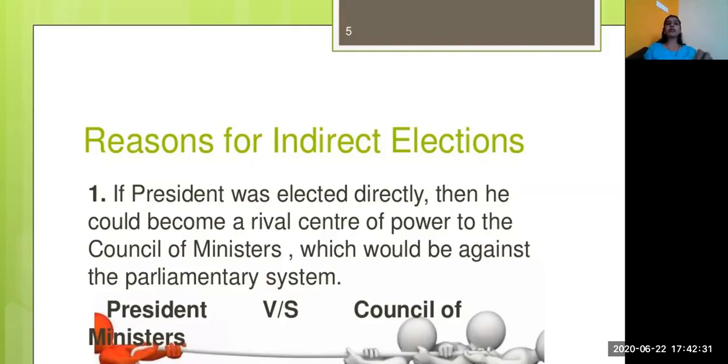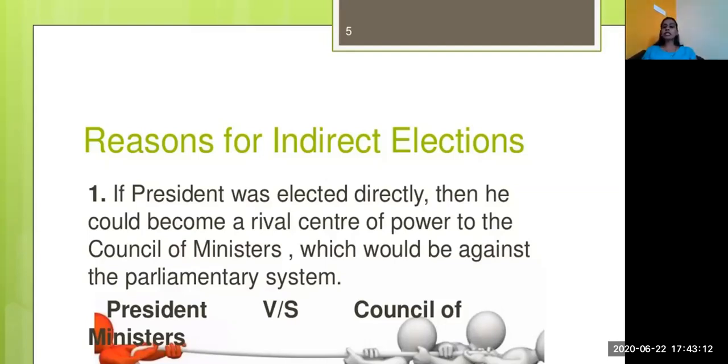Children, what will happen if the President or the Vice President is also elected directly? Then what will be the difference between Prime Minister and President? If we just consider for a while that the President is also elected directly, then even he may be the mere puppet of the public or of the public choice. So hence we want a person who will be nominal, who will be diplomatic in his action. He won't be in the favor of either the ruling party or the opposition party. So we want such a person to be the President and the Vice President of India.